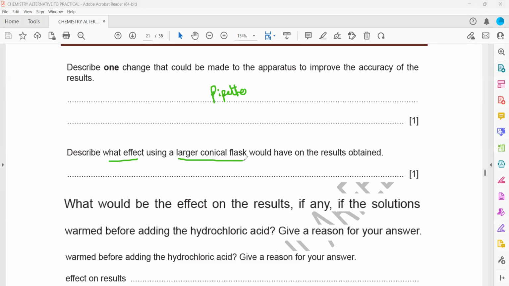Describe what effect using a large conical flask has on the result. If you use a large conical flask or a small conical flask, it won't make a difference to the titration experiment. So there will be no effect. Even if they ask what will be the effect on the result if the experiment is done at high temperature, it won't matter, because temperature will affect rate, but not the amount of the reagents or chemicals needed. So there will be no effect on the amount of the reactant. Rate will be affected, but not the amount of the reactant.